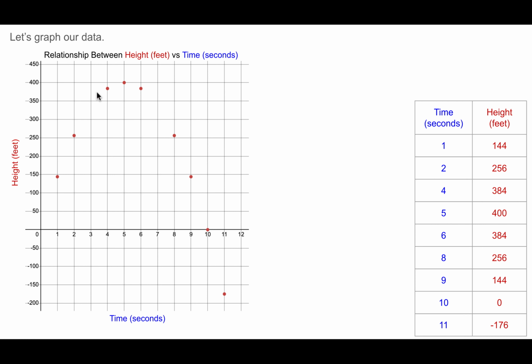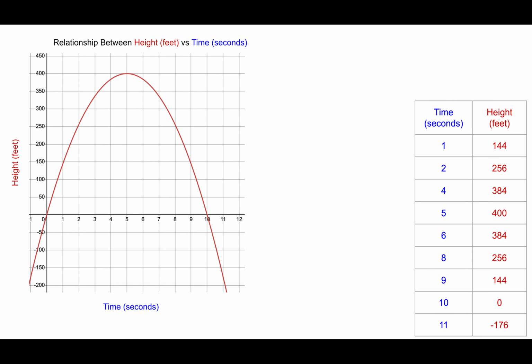So you can see I plotted my points, and it looks like it makes a bit of a curve. Let's connect those points. Sure enough, it looks like it definitely makes a curve. It's not a straight line at all. Well, we call this shape a parabola when it makes a curve like this.